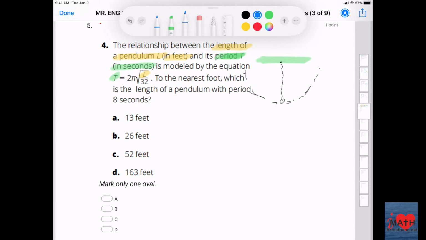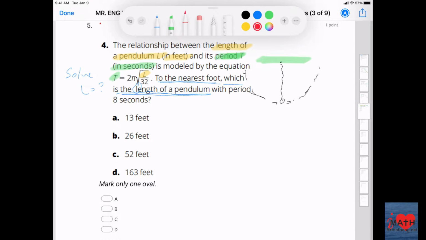Now we're going to use our reading skills here. To the nearest foot, which one was foot, L or T? Length or time? Well, time is not measured in feet, but here it verifies this. To the nearest foot, which is the length of the pendulum? So I see a variable, it is L. L is an unknown, which is the length of the pendulum. What does that mean? We're solving for L. Get L by itself.